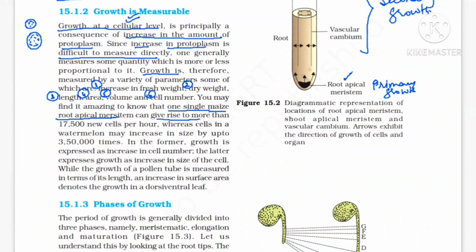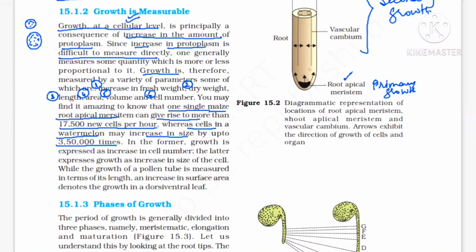can give rise to more than 17,500 new cells per hour. So an increase in the number of cells also helps us know growth is occurring. Also, a cell of watermelon can increase in size, is it clear? Increase in size by 350,000 times.